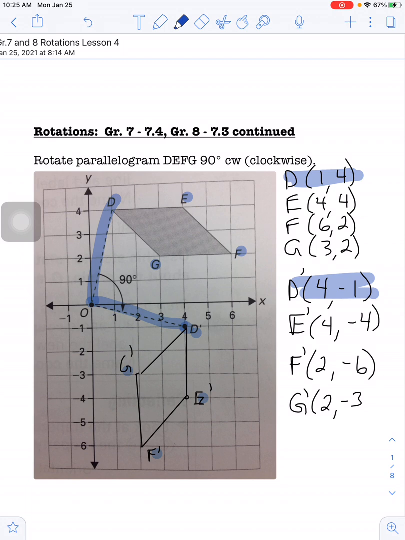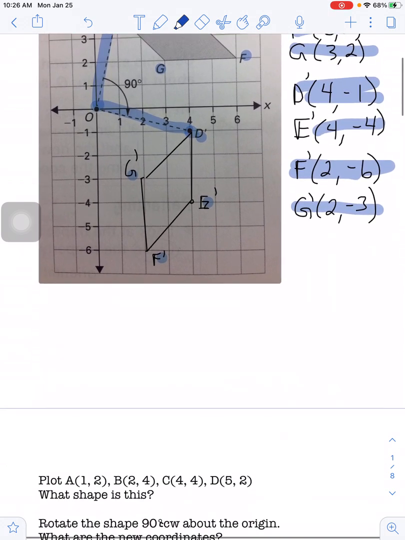E was 4, 4, and it rotates down to 4, negative 4. The same pattern holds. F was 6, 2, and it rotates 90 degrees clockwise down to 2, negative 6. So again, the numbers switched and the y value becomes the opposite integer. G went from 3, 2 to 2, negative 3. So again, that same pattern holds up: the numbers switch and the y values change to the opposite integer.